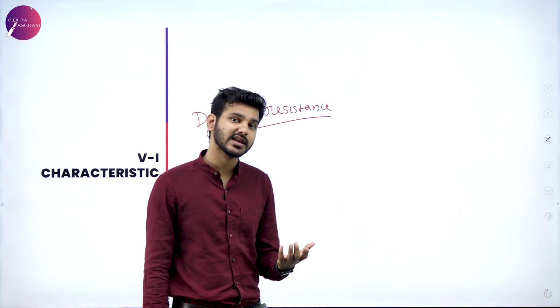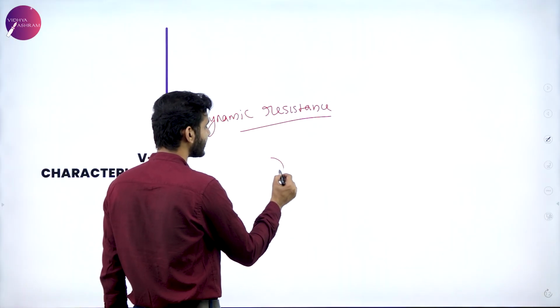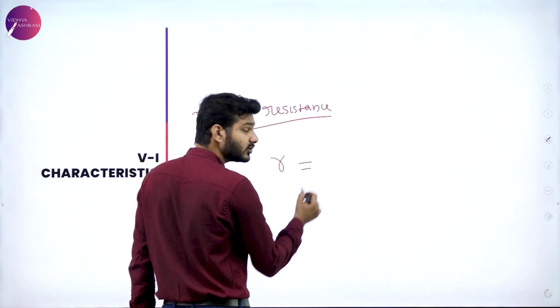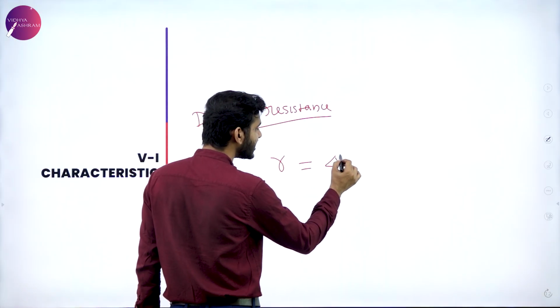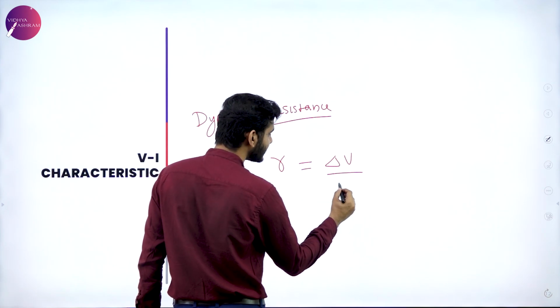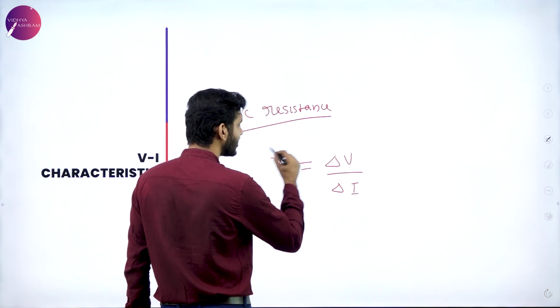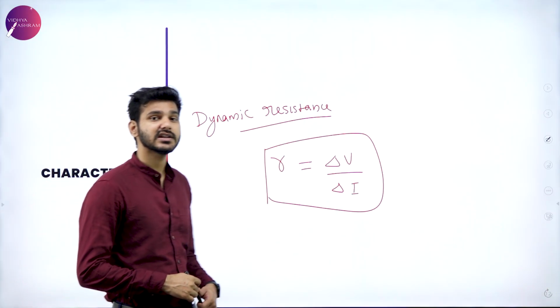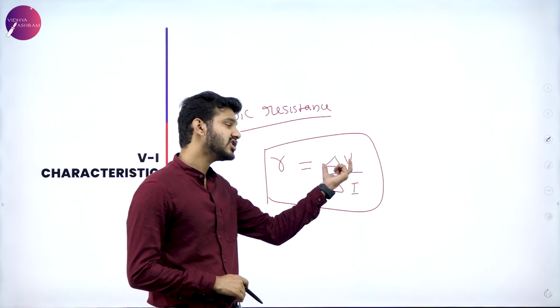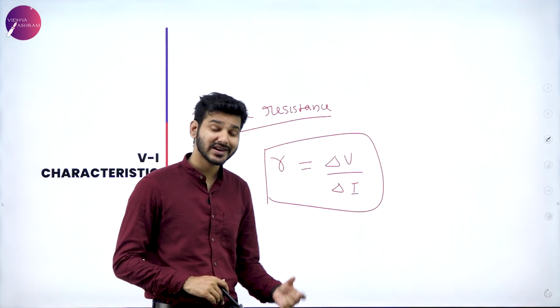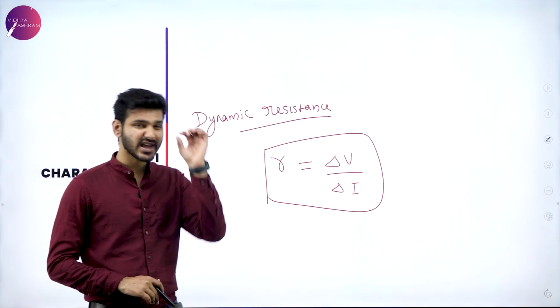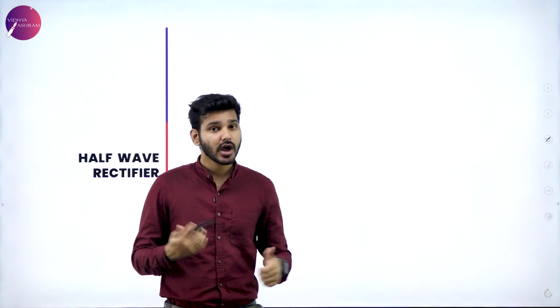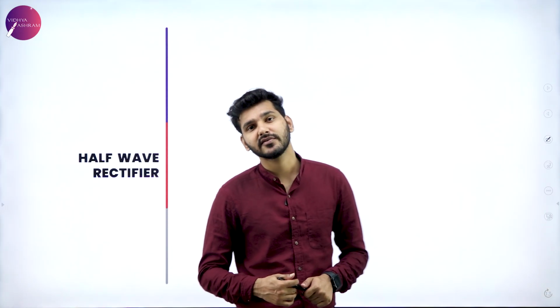So we say that dynamic resistance R is equal to the small change in voltage versus the small change in current. Or we can simply say that R is equal to delta V by delta I. The ratio of the change in voltage to the change in current will give you the dynamic resistance at that particular instant. Now, the next topic is the half-wave rectifier.